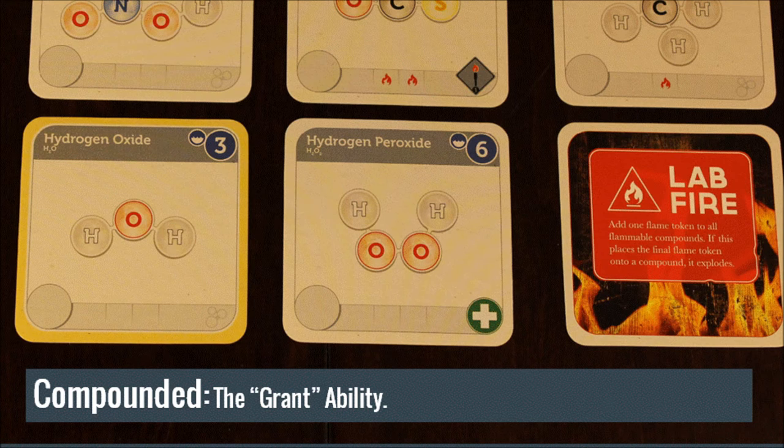So if you're not familiar with Compounded, I keep forgetting, every game I have to explain. Compounded is a game where you create different chemical compounds, right? You would have hydrogen, oxygen, the little jewels that you place on the card to represent those things, and you build them. When you complete it, you get points, but you have to grant another person one level on one of their research tracks, which is actually helping them.